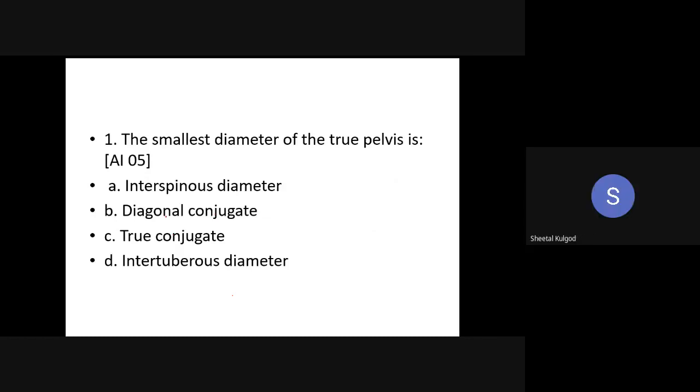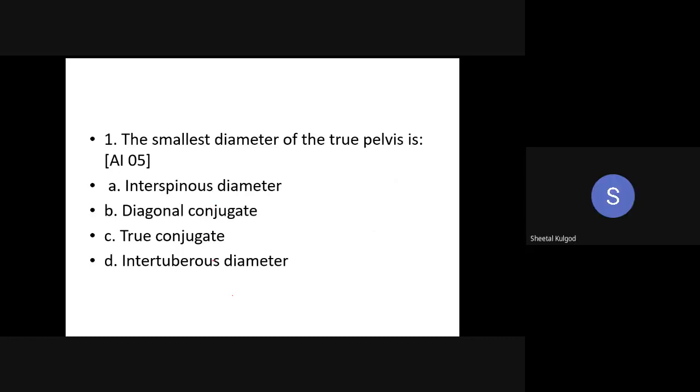See, how much is the diagonal conjugate? It's about 12.5 centimeters, is it not? So true conjugate will be about 1 centimeter lesser than diagonal conjugate, so it may be around 11.5 centimeters. Interspinous diameter is between the two ischial spines, which comes in the mid cavity. So how much is the interspinous diameter? It's 10 centimeters.